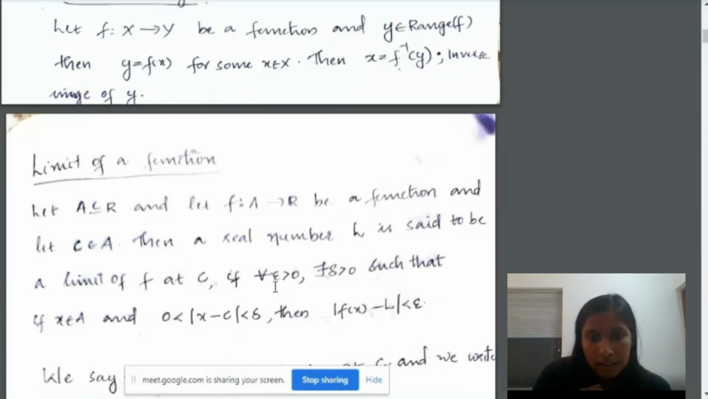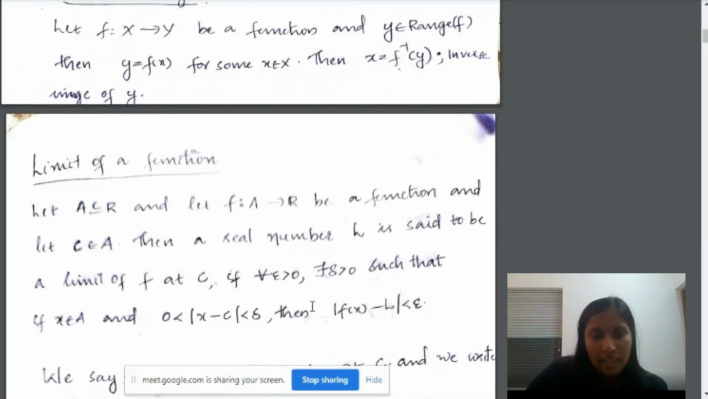So L is a limit of f at c, that is, the limit as x tends to c of f of x equals L, if for all epsilon greater than 0 there exists a delta greater than 0 such that if x belongs to A and 0 is strictly less than mod of x minus c, strictly less than delta, then mod of f of x minus L is less than epsilon.